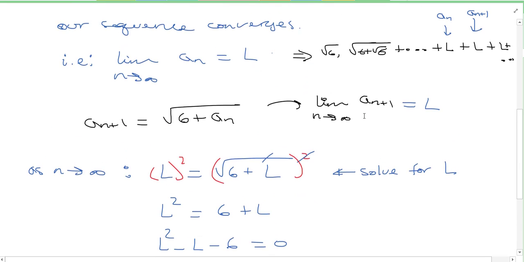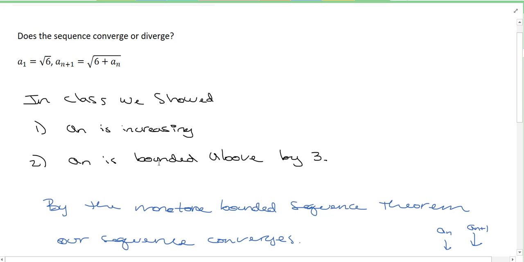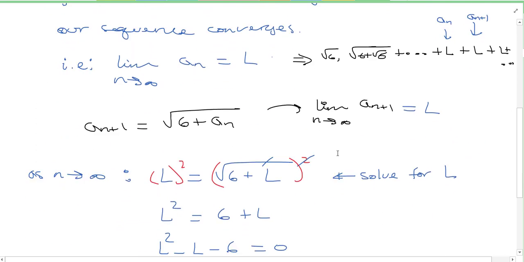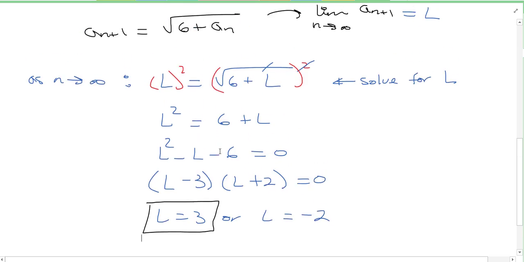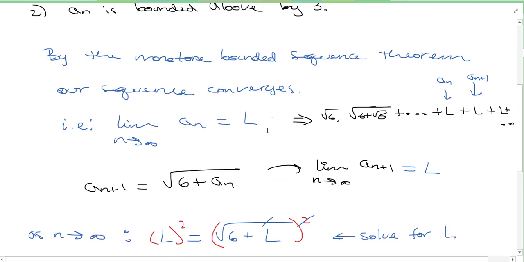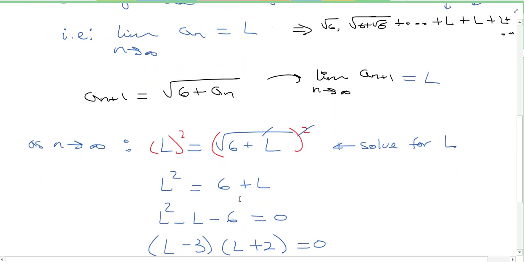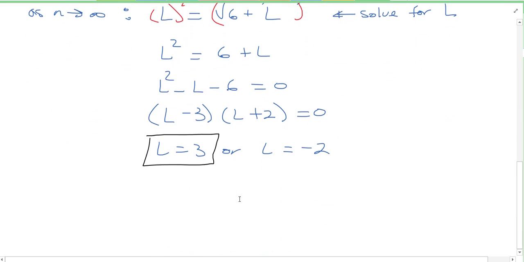Well, we proved before that a sub n is bounded above by 3. So 3 is the upper bound, which happens to then be also the limit. And so the first part of this was we showed that it converged. The monotone bounded theorem told us it converged. Now that we know it converges, that means it has a limit, so we call that L. And now we use the knowledge of the limit to solve for L.